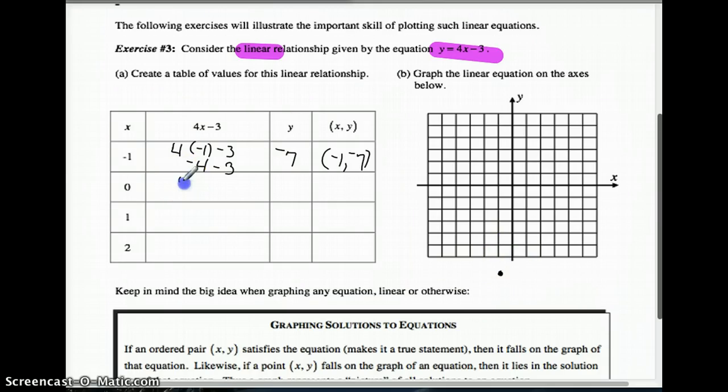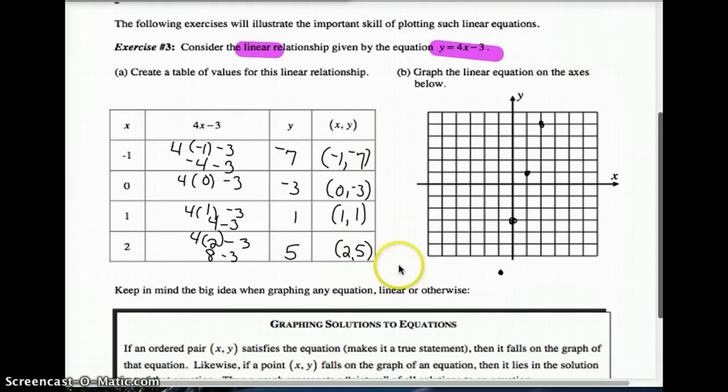You're going to do the same for each of the x values here. So that would be a 0. See how I'm just writing them all? And you substitute in. So go ahead and finish that off and plot the points, and we'll see where we are. Okay, so here are your points plotted.